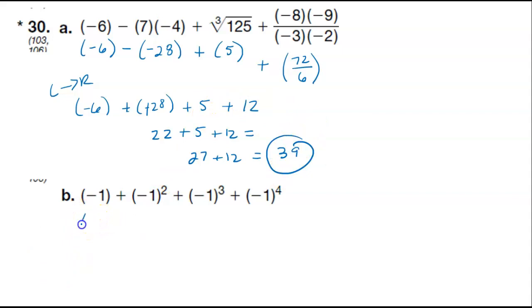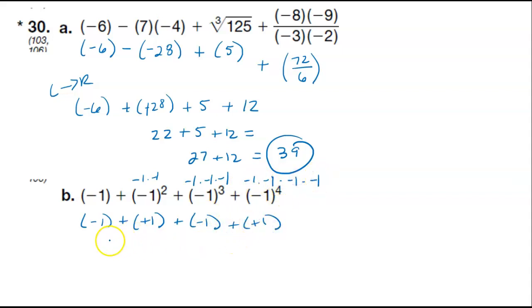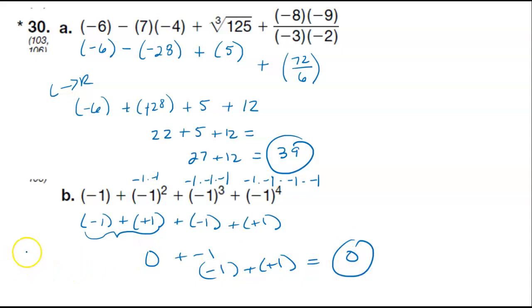Last one, we have negative 1 plus, this is negative 1 times negative 1, so that's positive 1. This is negative 1 times negative 1 times negative 1, which is negative 1. And this is negative 1 times negative 1 times negative 1 times negative 1, which is positive 1. So let's see. Negative 1 plus 1, that's going to be 0. Plus negative 1 is negative 1. Plus a positive 1 is 0. And that's it. Let me know if you have any questions.